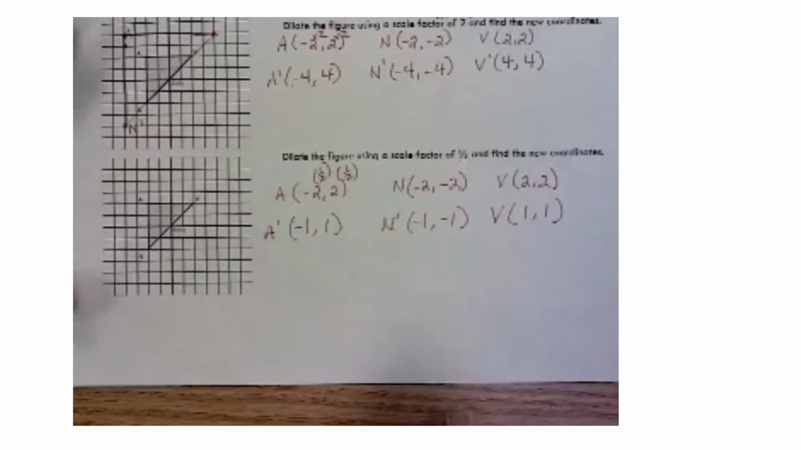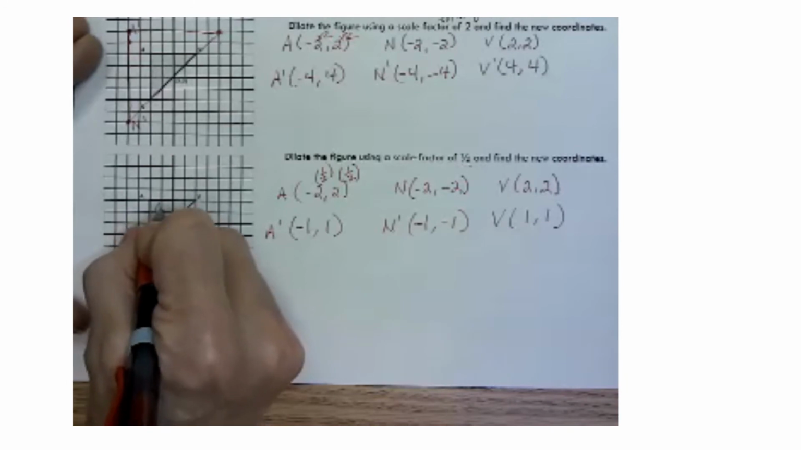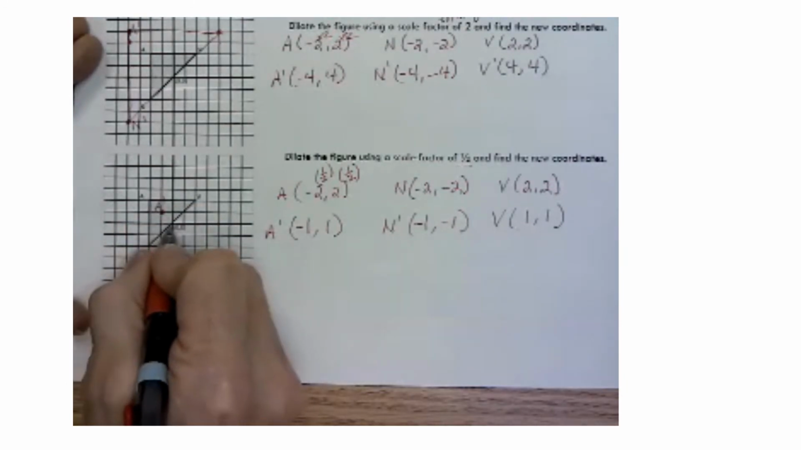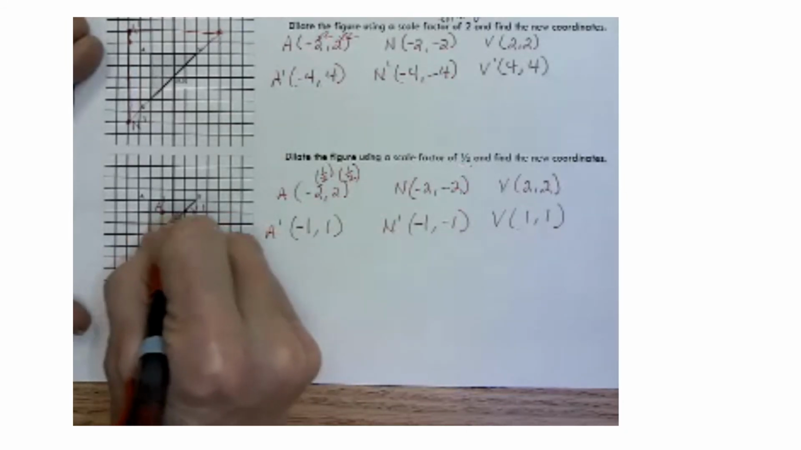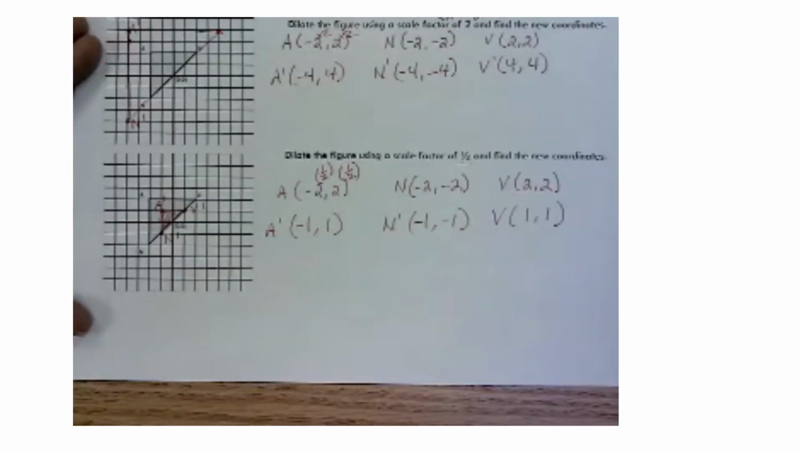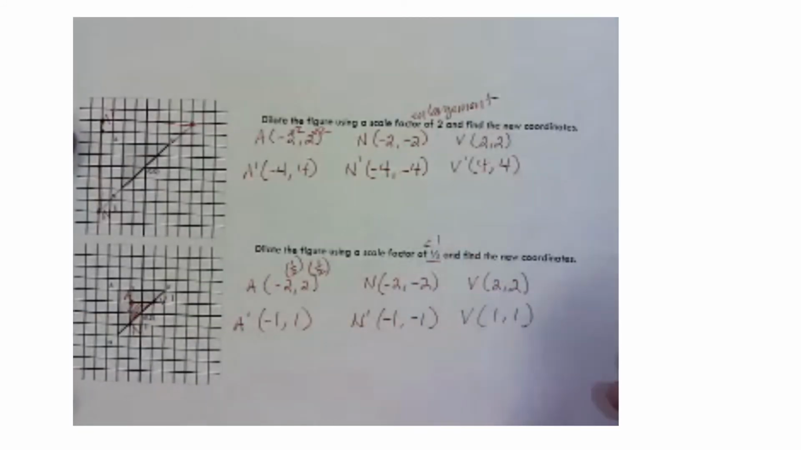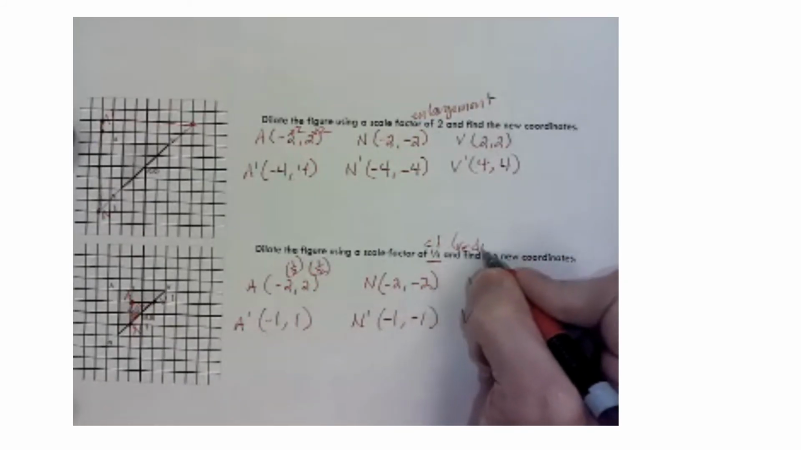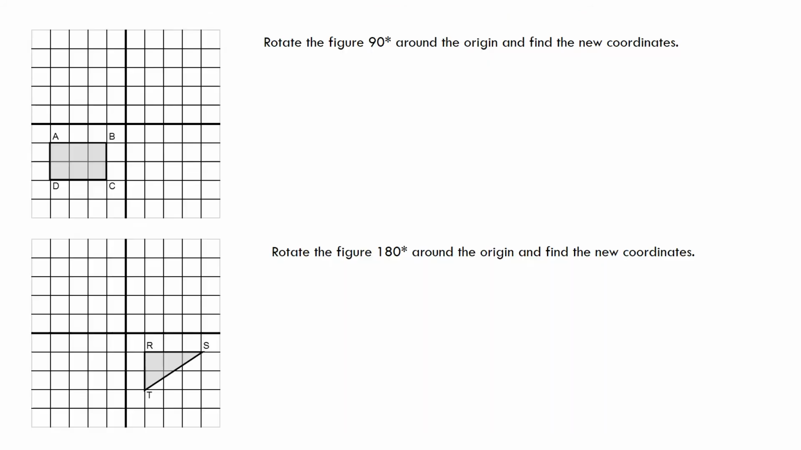So when we graph these new points, A1 is at -1, +1 here. And then N is at -1, -1. And V is at +1, +1. There is our new dilated figure. And notice that the scale factor here was less than 1. So when we do that, the figure is a reduction.